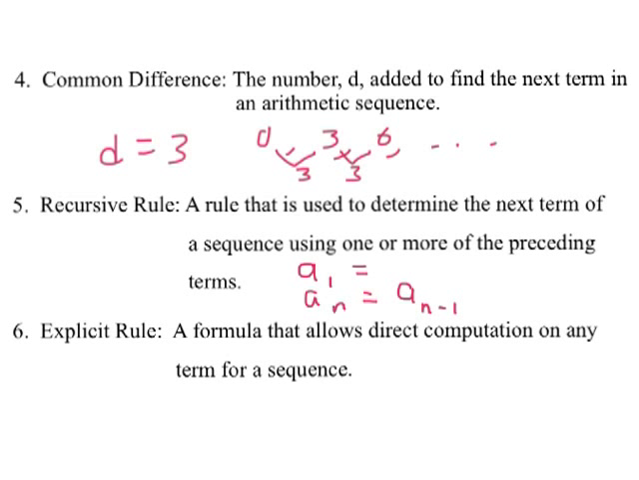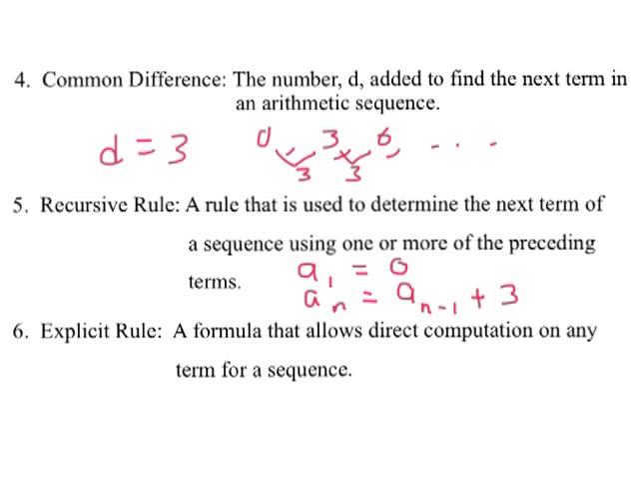Okay, just to give you an example, if a sub 1 is 0, I'm going to use the example I had up above. The recursive rule to the sequence we've been playing with here is going to be the previous term, a sub n minus 1, plus 3. In other words, what did I do? I added that common difference to it. Now, that leaves us with an explicit rule, or an explicit formula. What is an explicit formula? An explicit formula is a formula that allows direct computation of any term for a sequence.